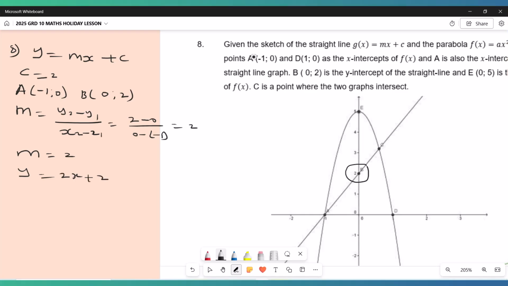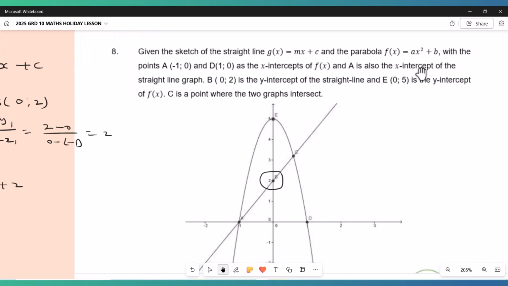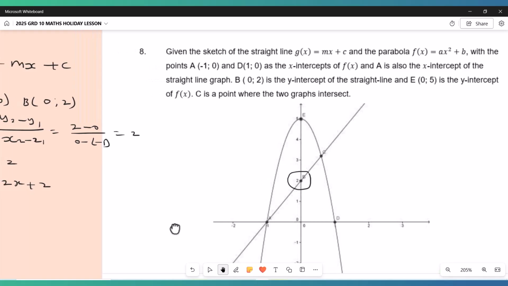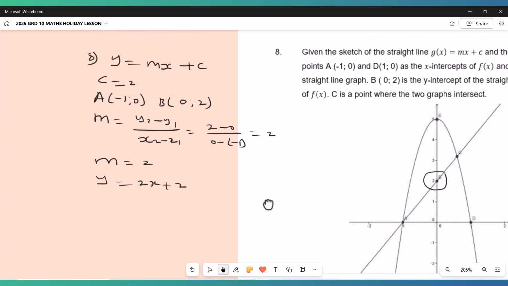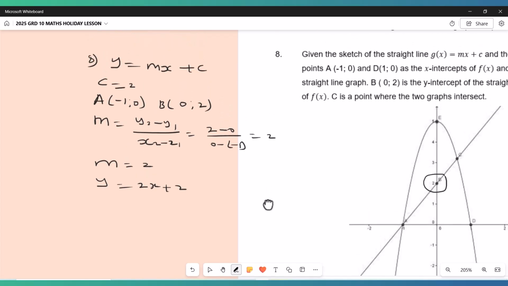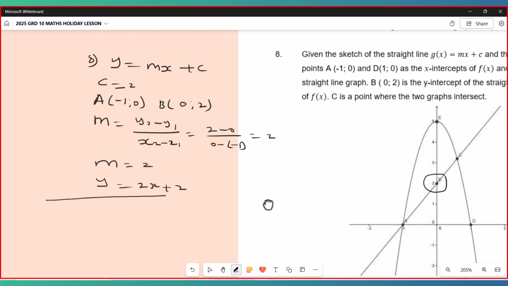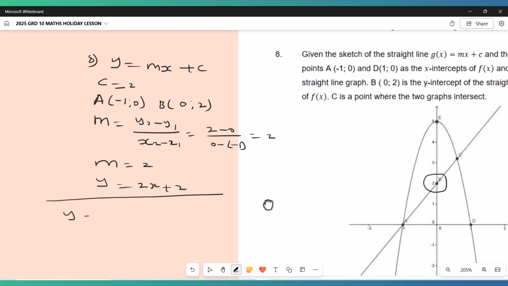That is because they said calculate m, c, a, and b. So far we have the m and the c. Now we need to find the parabola, that is the a and the b. The parabola, as you can see, is passing through point E and then points A and D. So we need to find the values of a and b. So our parabola is y equals ax squared plus b.